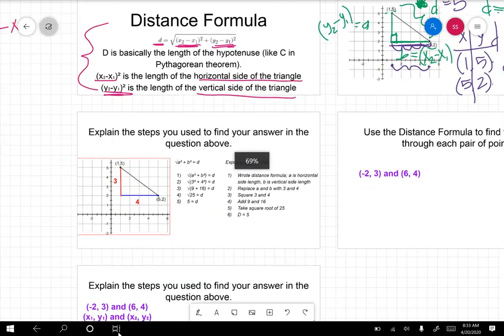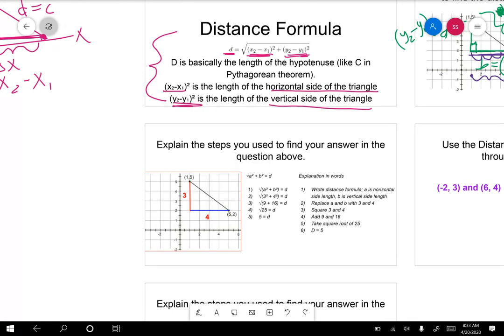Okay. Again, you'll be asked to explain how you found that answer in words, right? So here's just an example of that. So we wrote the distance formula, right? We replaced the numbers that we do know. We squared those numbers, added them together, then took the square root.